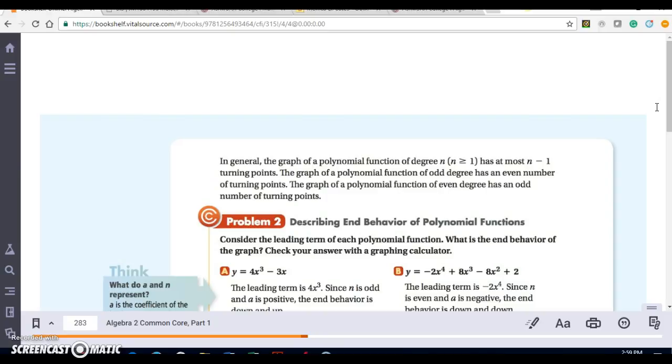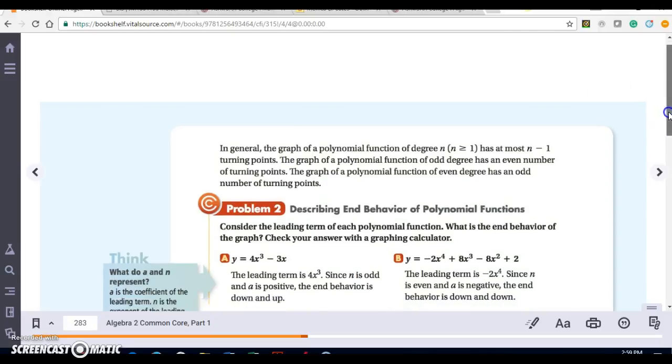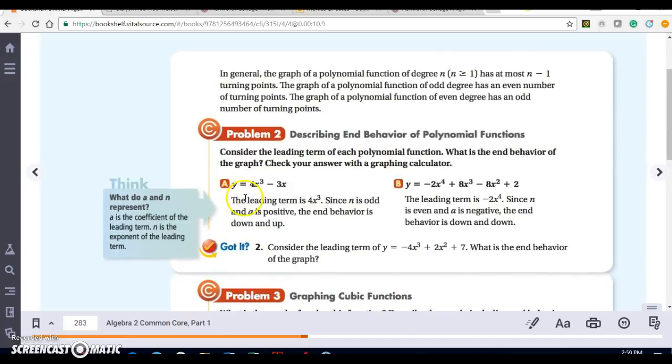Let's take a look at problem 2, describing end behavior of polynomial functions. It says, consider the leading term of each polynomial function. What is the end behavior of the graph? Check your answer with the graphing calculator. Okay, so here I have a positive a and an odd n. So since n is odd and a is positive, the end behavior is down and up. Let's take a look here. Here my a is negative and my n is even. So since n is even and a is negative, the end behavior is down, down.